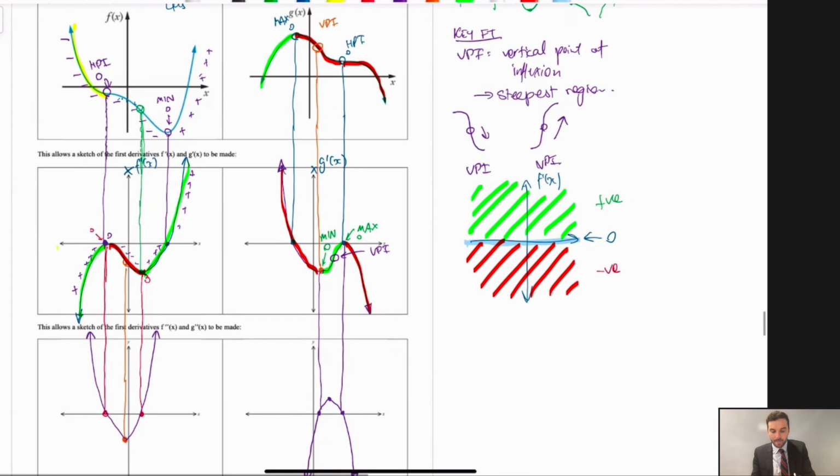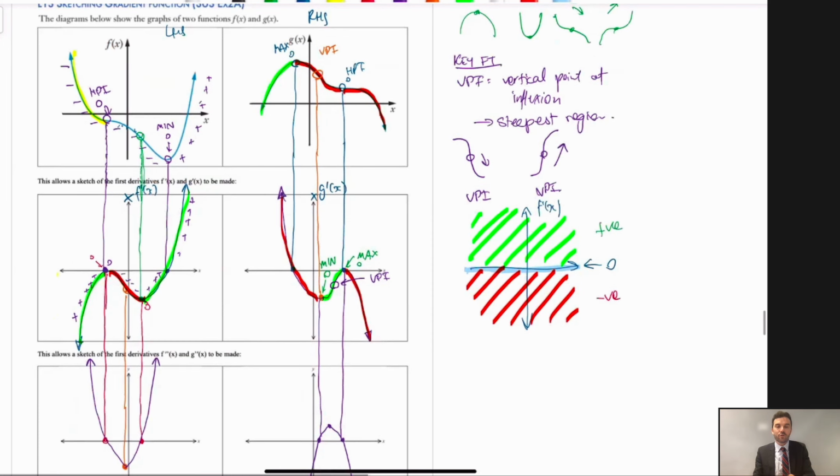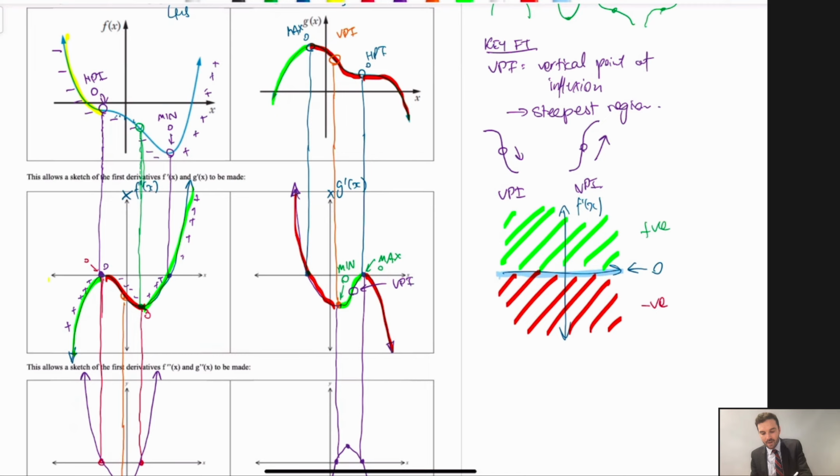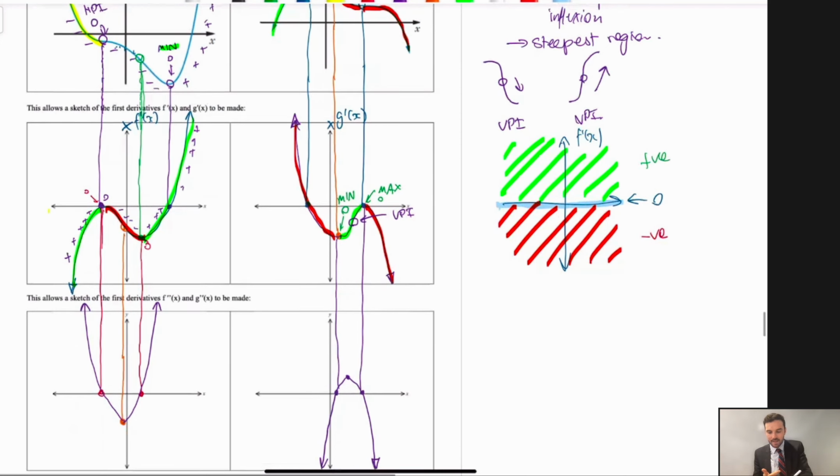Okay, now what's important about this is we can start tracking what each of these key points do. So let's have a look. If I've got a minimum here, what happens to that minimum? Well, the gradient of a minimum, the stationary point, goes to 0, and then we can see that later on it's positive. The rate of change is positive.